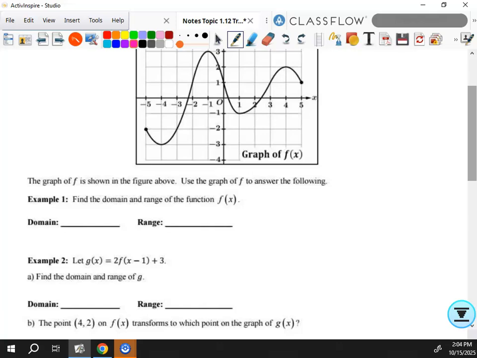Okay. So it tells me that the graph of F is shown above. It is labeled as F. Anytime I need something for F, I can get it from the graph. If it's G or anything else, I have to have other information.